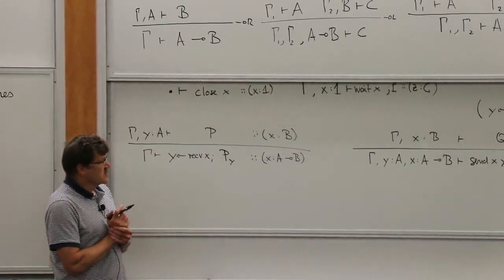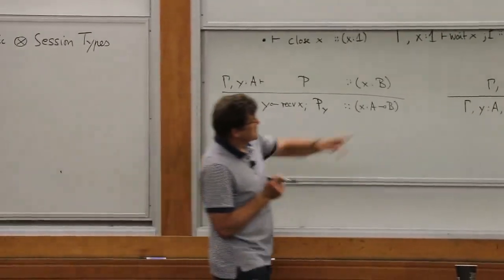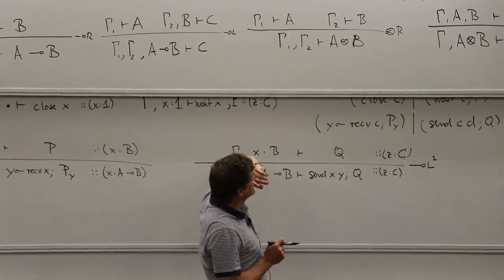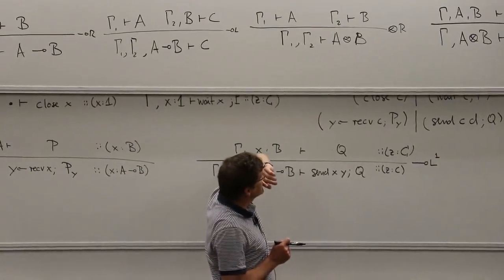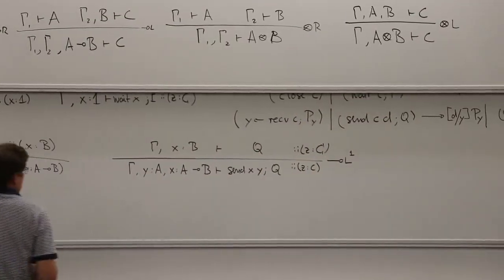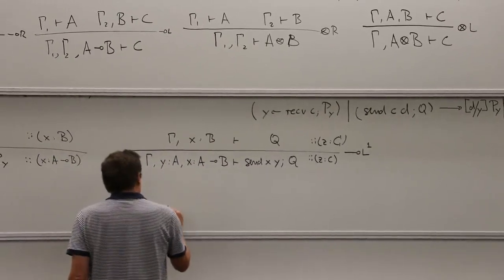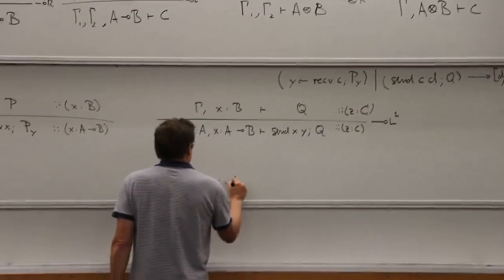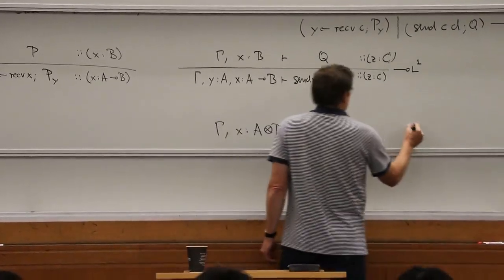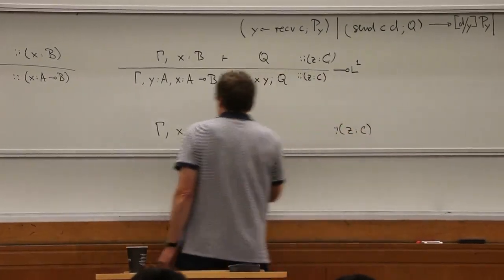And what would that actually be? Okay. So if I look at this right rule here, actually, let me start with the left rule in this case. All right. So how does the left rule work? So I have a gamma, and I have an x of type A tensor B, and on the right, I have a z colon C.